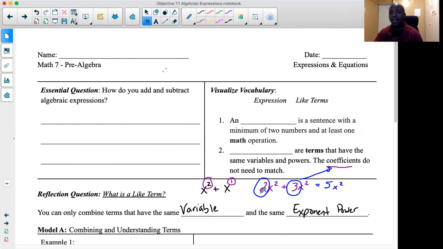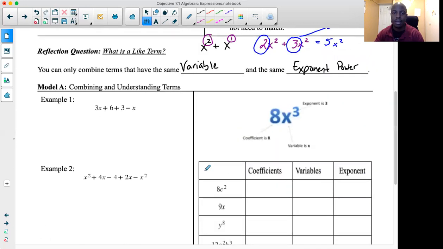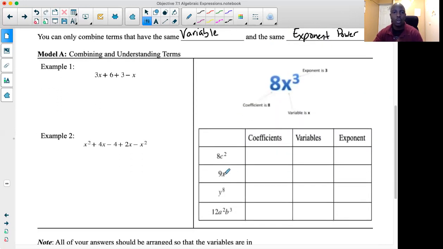In order for something to be a like term, it has to have the same variable and same exponential power. Let me go down to the modeling to show you. Now, to start off with, before I dive into example 1 and example 2, just quickly look over here.